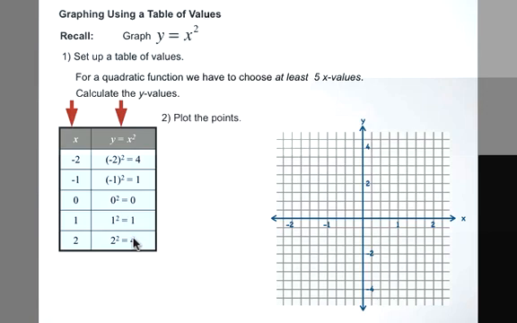The second step is to plot the points. So we'll plot each point: -2, 4. -1, 1. 0, 0. 1, 1. And 2, 4. The next thing we do is connect the points. Here it's done with straight lines, but we'll use a curve because a parabola is curved.